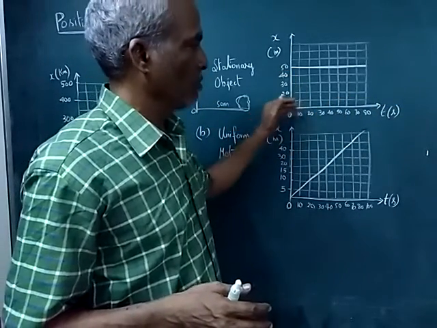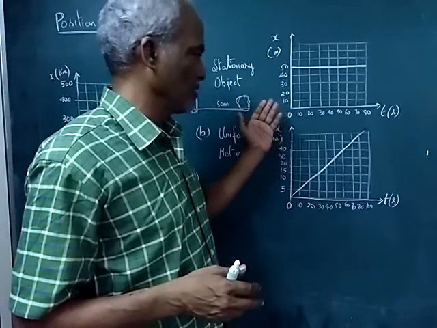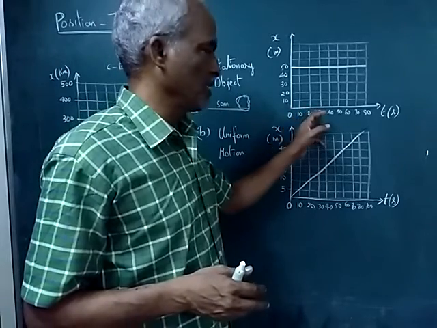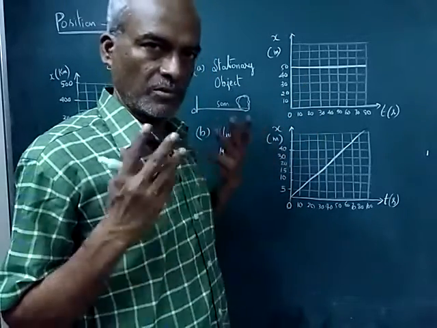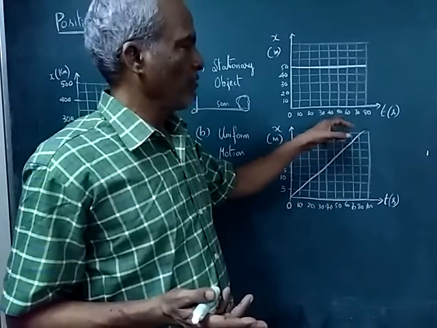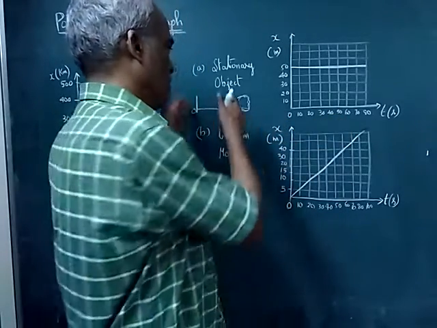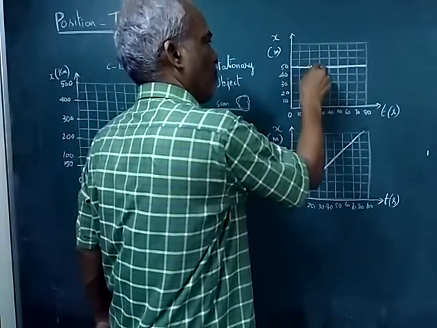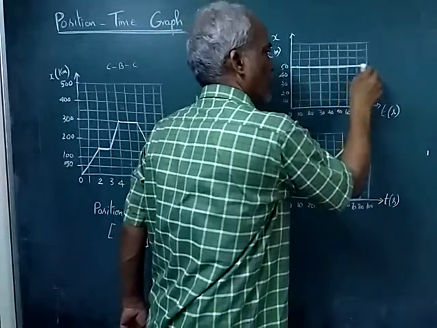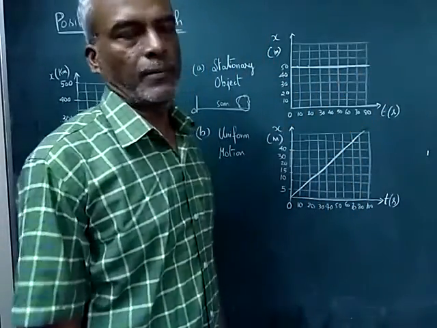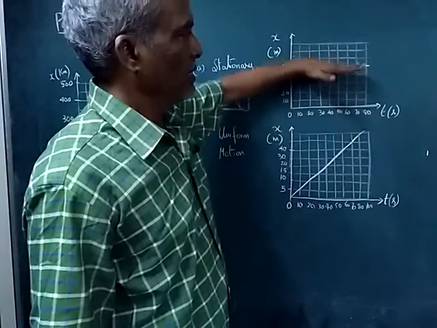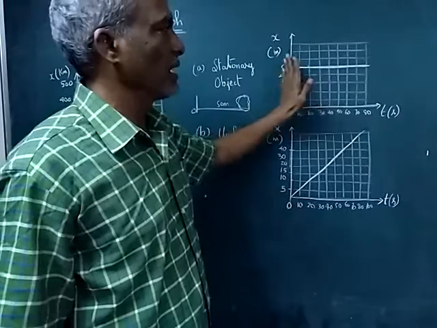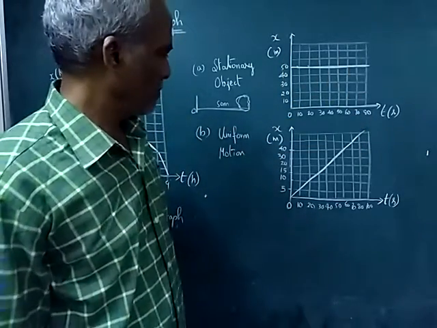That's why, if you measure at 0, it will be 50 meters. Later on, after 20 seconds, if you measure the distance, it will be the same 50 meters. After 50 seconds, still it will be the same 50. That means the coordinates will be here. If you connect all the points, you will get a straight line, parallel to the x-axis. So this is the graph for a stationary object.